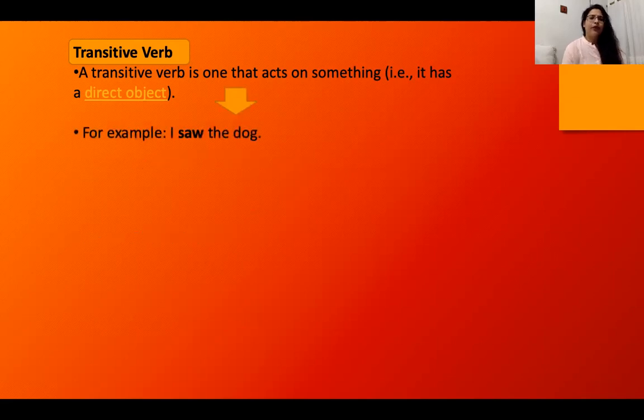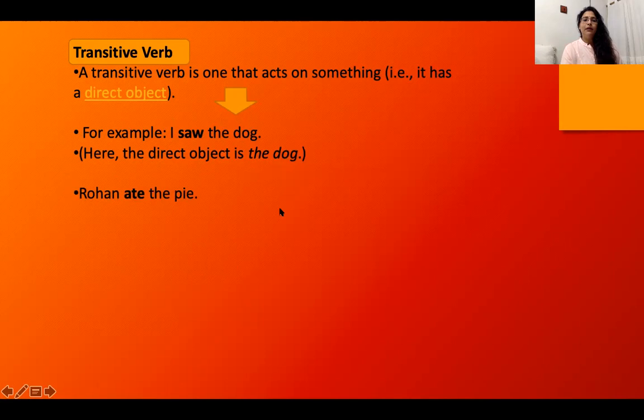Okay, let's see. For example, I saw the dog. Here I is the subject, saw is your verb, and what am I seeing? The dog. So the dog is the object. Here we have a direct object where we can find what action the subject is performing, and on whom, on the object. Here the direct object is the dog.